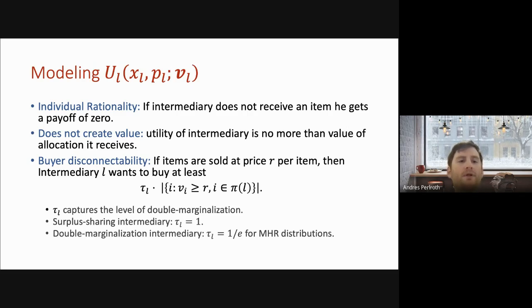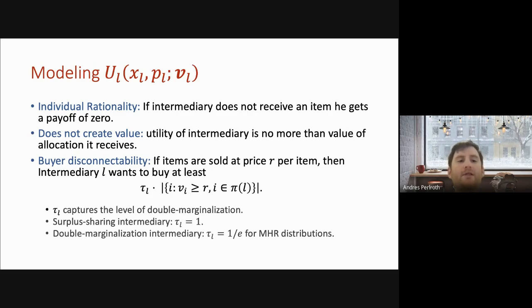And the third property, which is a bit more subtle, that has more nuances, is the following, which we call buyer disconnectability. Assume that the seller sets all the prices for all the items at the price of R. So if there were no intermediary, any buyer with value greater than R will actually try to purchase the item. With intermediation, that cannot necessarily be the case, but we're going to be assuming that it will happen at least with probability tau L.